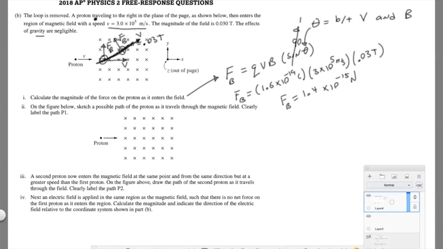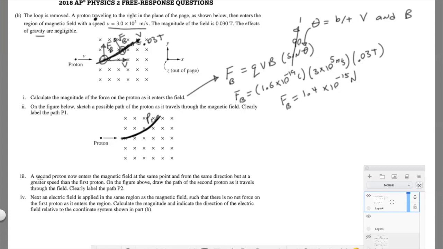When a charge travels perpendicular to a magnetic field, which is exactly what we have here, the resulting path is circular. So this proton is going to come in, and what you want to do is sketch a circular path. Make it a semicircle, part of a circle right there, and we're going to label that path P1.